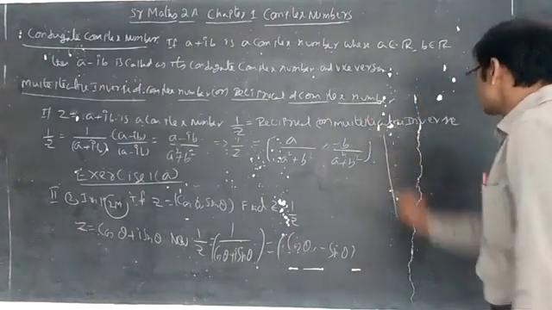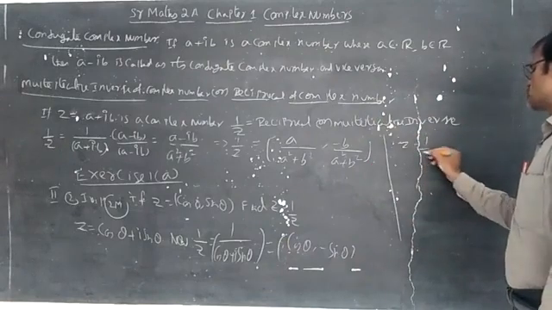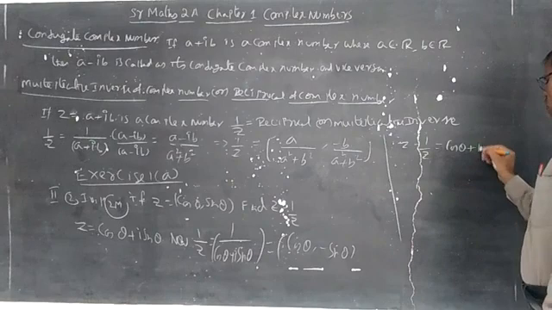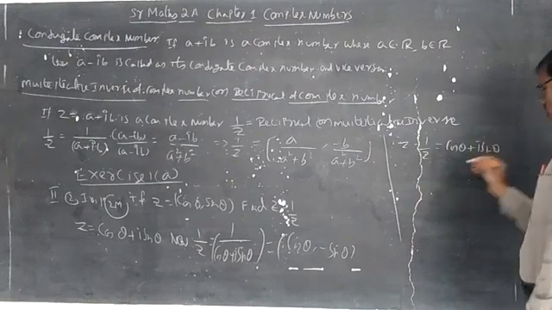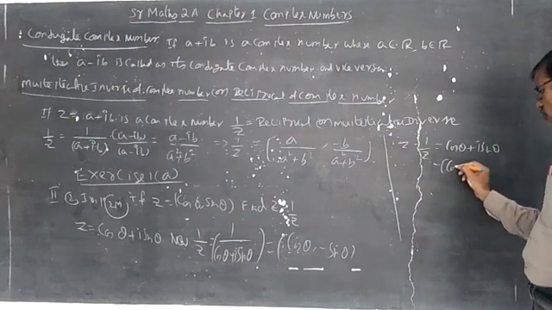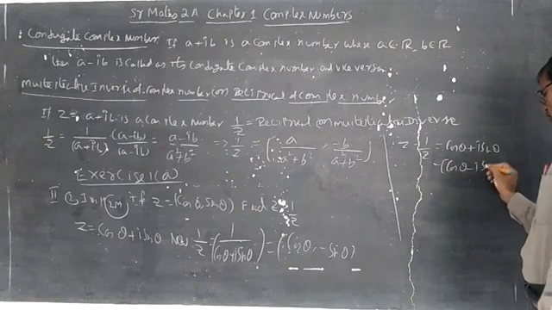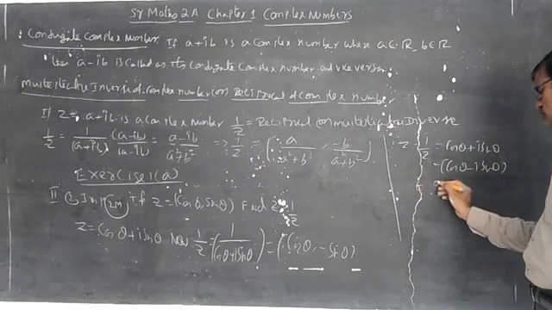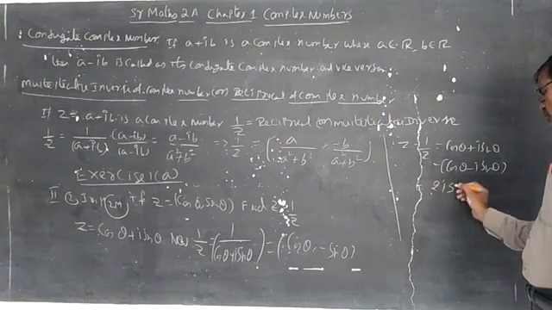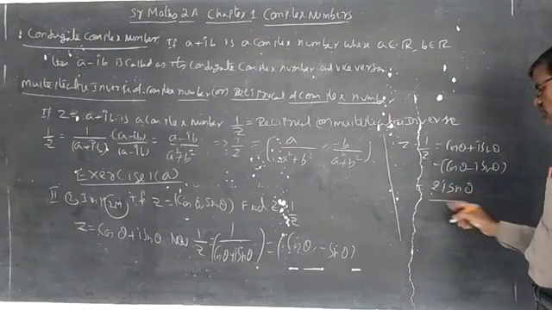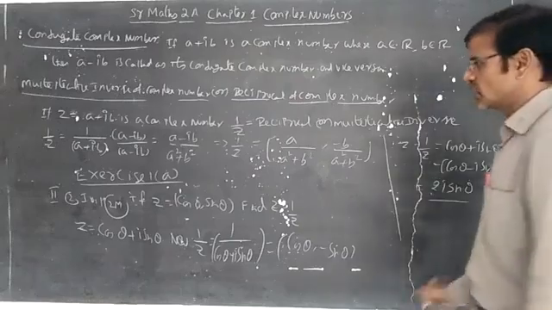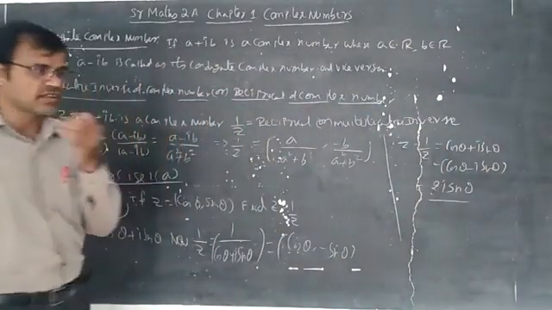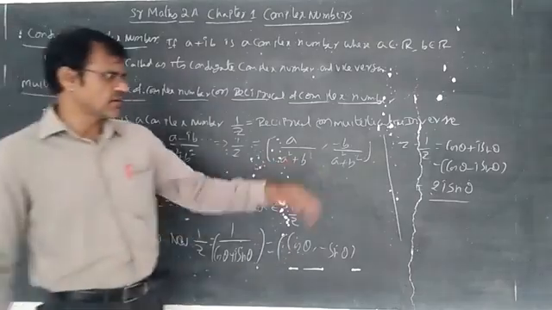Now z minus 1 by z means cos theta plus i sin theta minus, within the brackets, cos theta minus i sin theta. So cos theta gets cancelled and you will get the answer as 2i sin theta. It is imaginary. This is there in the objective also, where the option is imaginary or real. So this is imaginary only.